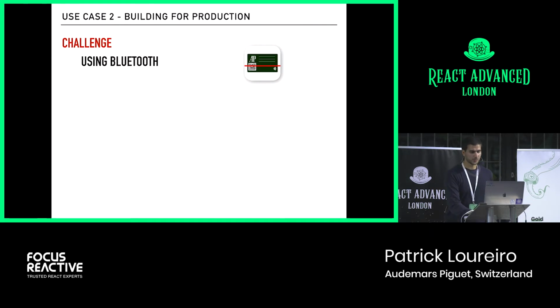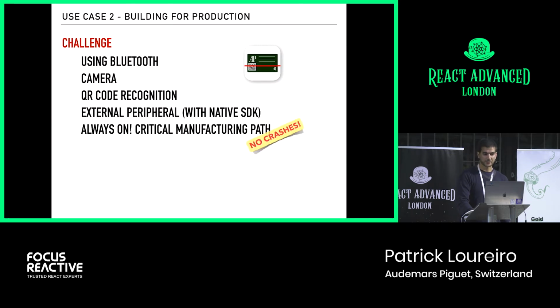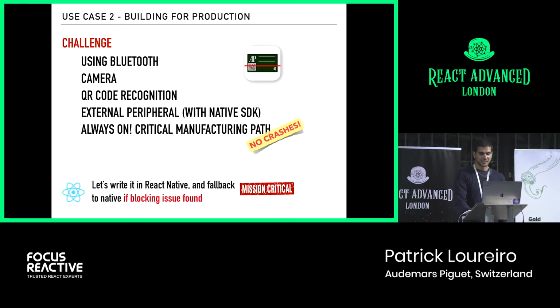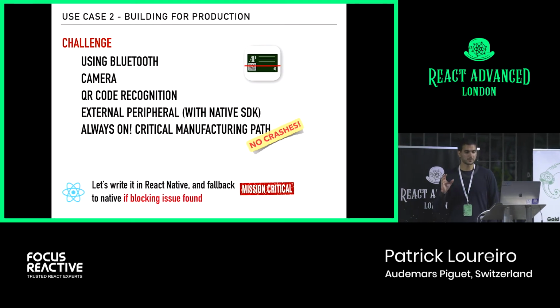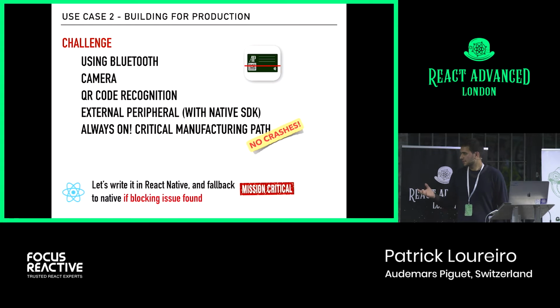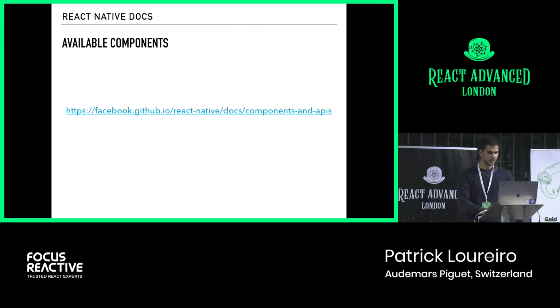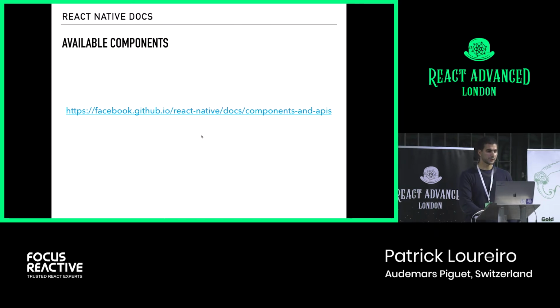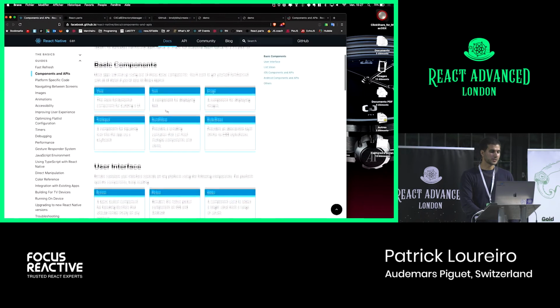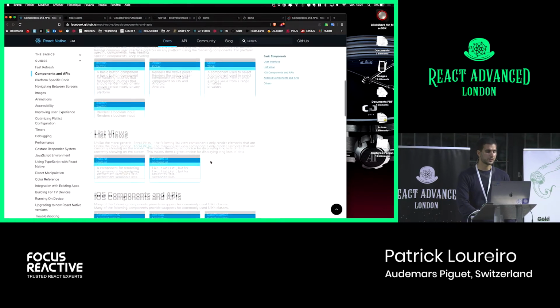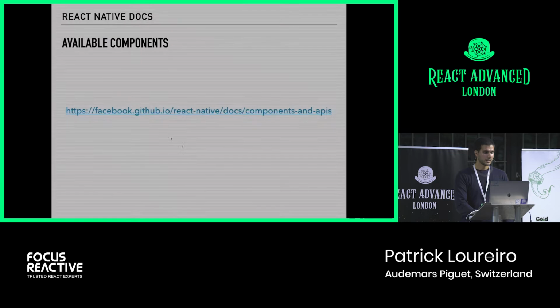Another use case is this one. It's an app where you have to use Bluetooth, camera, QR code recognition, external peripherals, always on, critical. So this app was the main challenge. If we can build this app, I think we can build everything for the needs of any app. So we start, for example, you can go to the Facebook documentation, use text, image, view, classic components that are available out of the box.